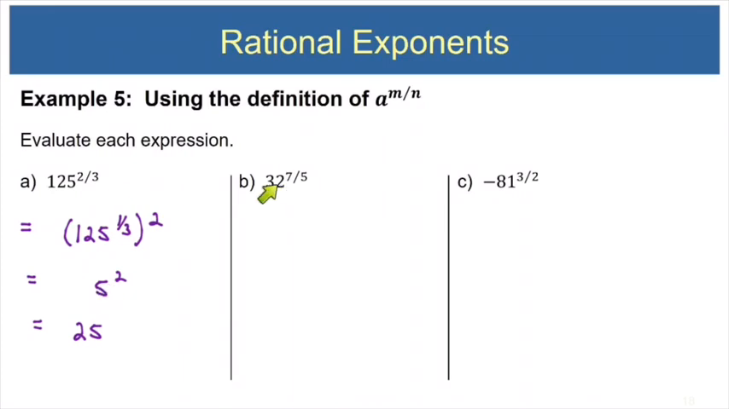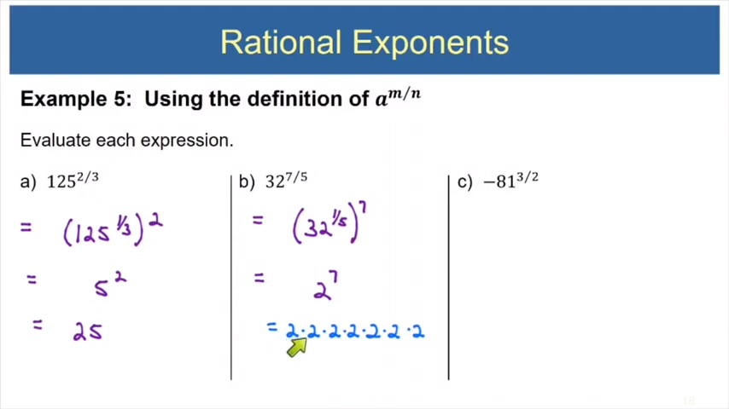Let's try that again. So here we have 32 to the 7/5. So I'm going to break this down into 32 to the 1/5 raised to the 7th. Okay, now what is a number whose 5th power is 32? Well, that number would be 2. So this problem then becomes 2 to the 7th, which we can work out. You might not know this one off the top of your head, but I'm going to write it down long way and we'll figure it out.